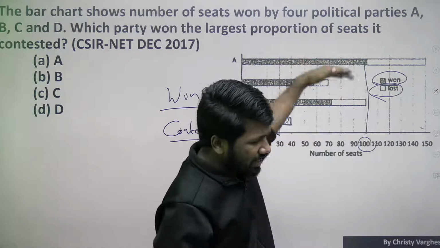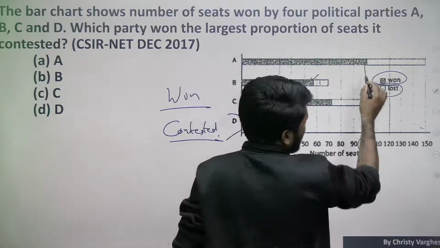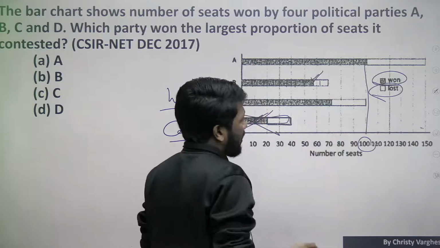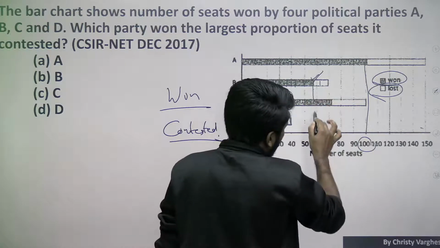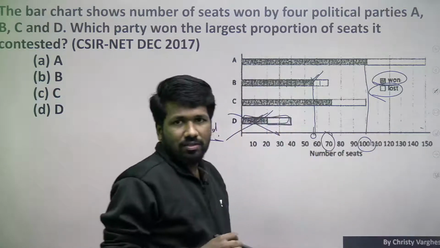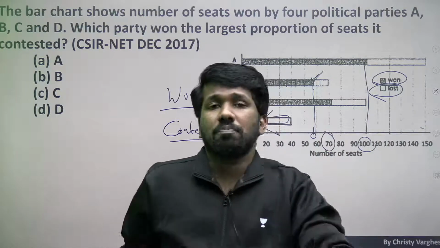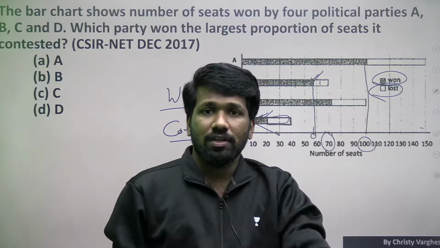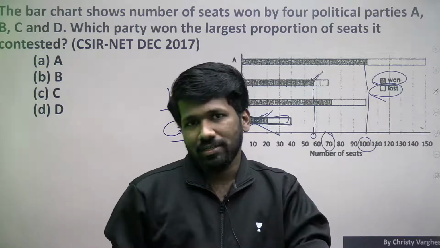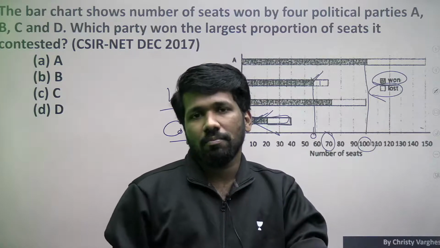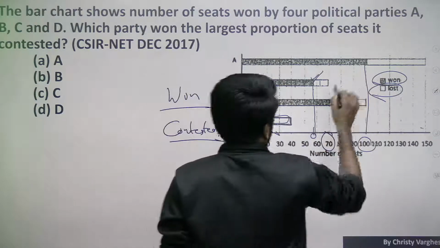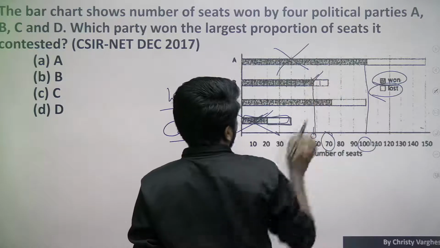I think it is obvious that this is covering below 70%, but this is covering more than 70%. If you are doubtful about it, use the values also. This is almost 58 out of 70. 56 out of 70 is going to be 80%, so 58 out of 70 is going to be above 80% for sure. And this is below 80%. So among A and B, clearly A is eliminated.